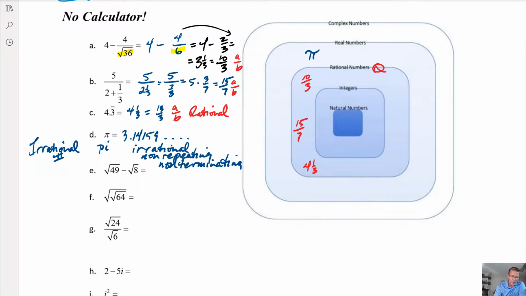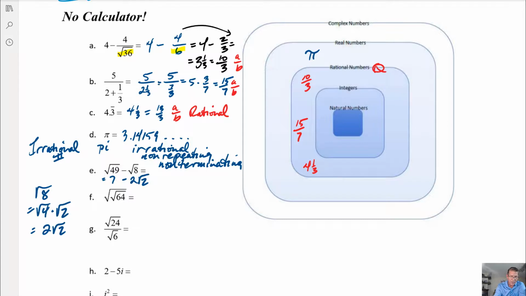Next one, we got root 49, which is equal to 7. Root 8, well, you got to simplify that. Root 8 is equivalent to root 4 times root 2, which happens to be 2 rad 2. So when you simplify it, you get 7 minus 2 rad 2.